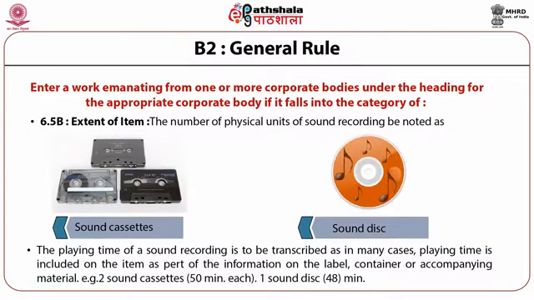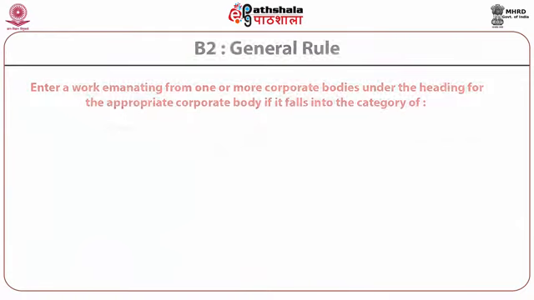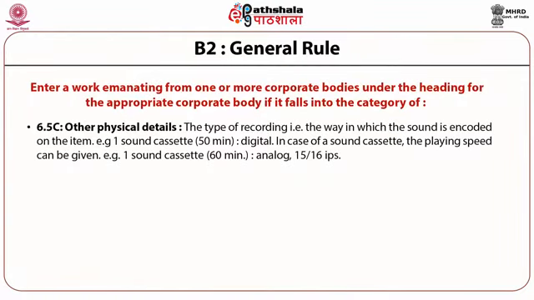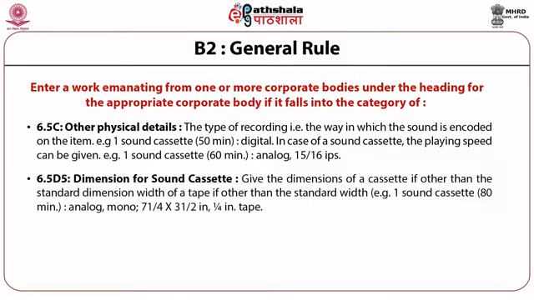What do you mean by extent of item? How many items? One sound disc, two sound cassettes, like that. Then what are the other physical details? Other physical details means the dimension of that sound recording. The dimension you have to give, 7 inches or 3 inches, or 1/4 inch in tape, like that. Whatever is given, you have to give. So they have given a lot of dimensions, giving a very free hand to the cataloger.